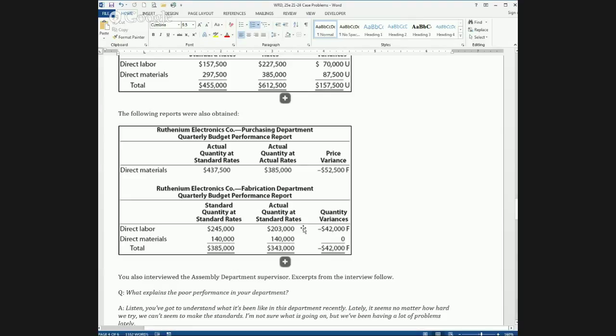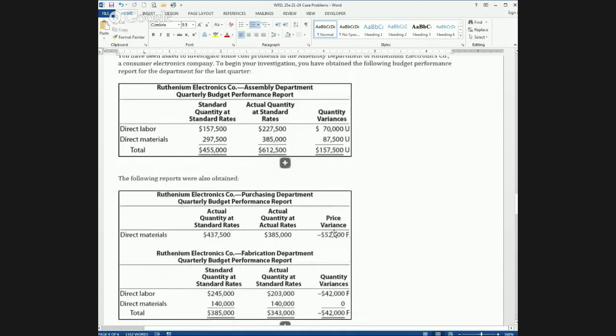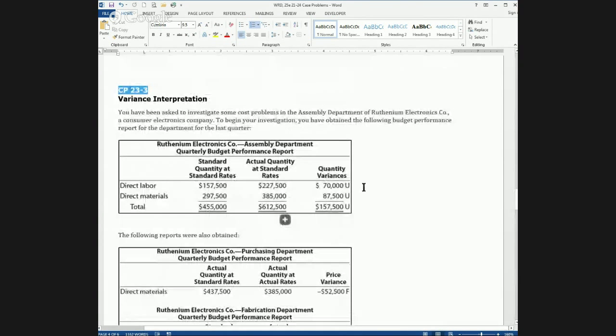direct labor. The standard quantity at the standard rates, what it should have cost to produce the units that they did, was $245,000. The fabricating department only spent $203,000 for a $42,000 favorable budget. And now comes assembly. Assembly has a labor budget that's a whopping amount over standard, and a materials variance that is a whopping amount over standards.